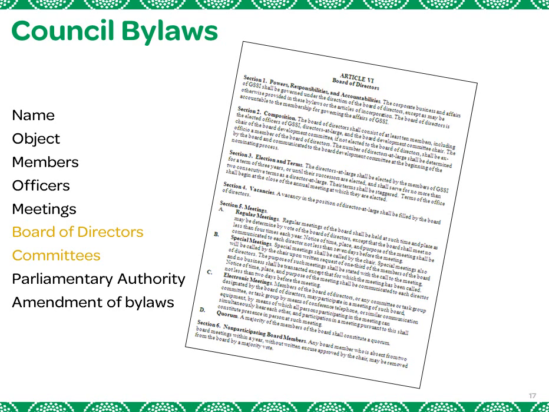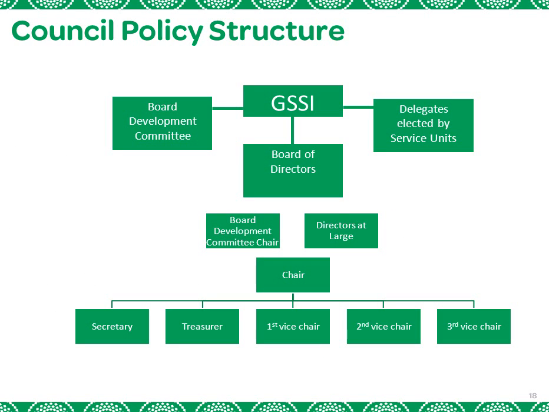The board consists of at least 10 members, including the elected officers of GSSI, directors at large, and the board development chair. The number of directors at large is determined by the board. The board is required to meet at least 4 times a year, but typically meets more. The bylaws describe how GSSI's membership is structured and how the delegates are policy influencers, but the Board of Directors is the policy-making body of the Council.